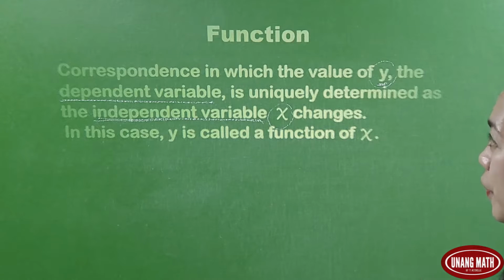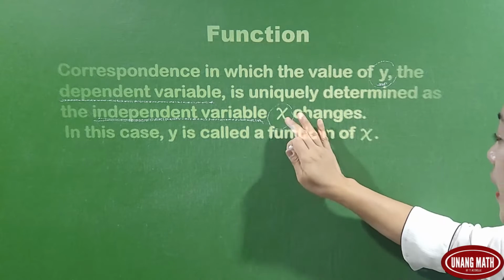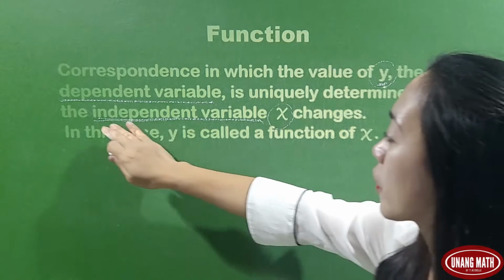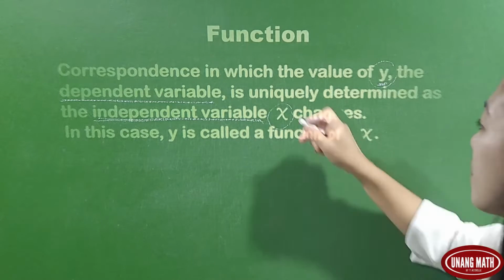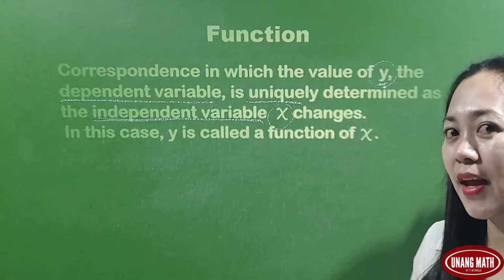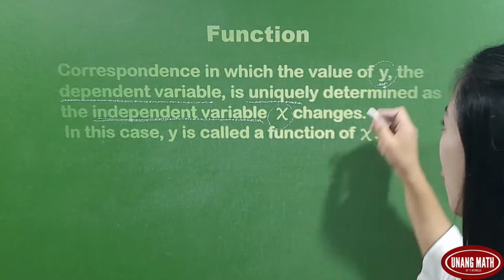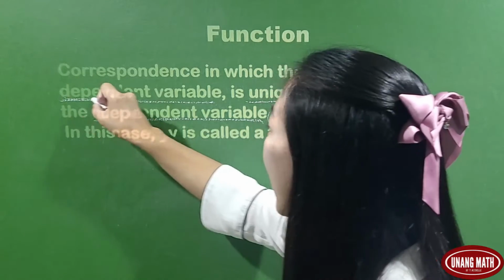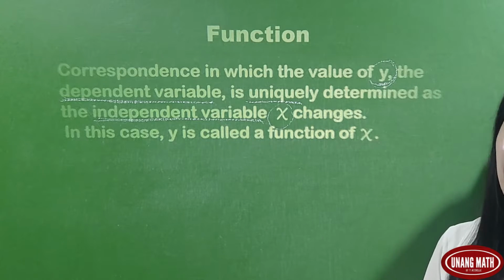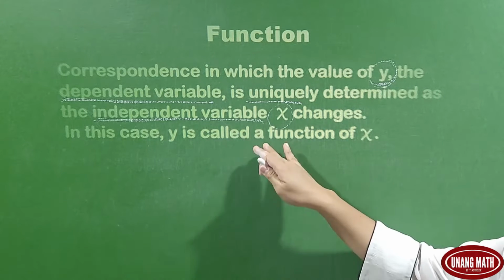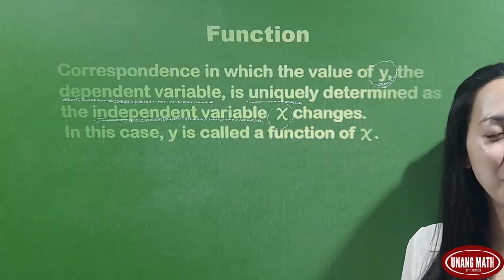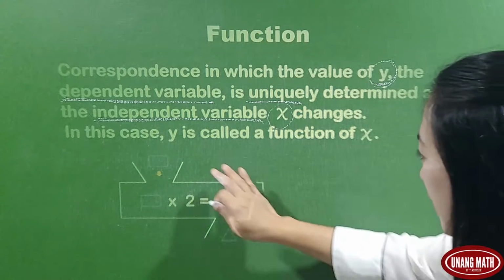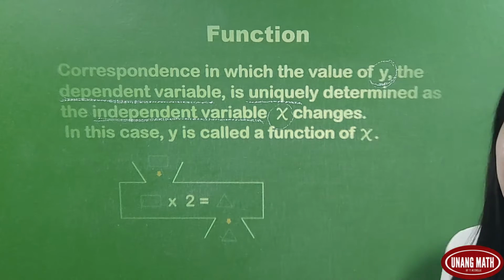In simple words, when we say function, the value of x, or our independent variable, will determine the unique, meaning the only one value of y, or our dependent variable. So in this case, y is called a function of x. And for you to better understand this concept, take a look at this illustration.